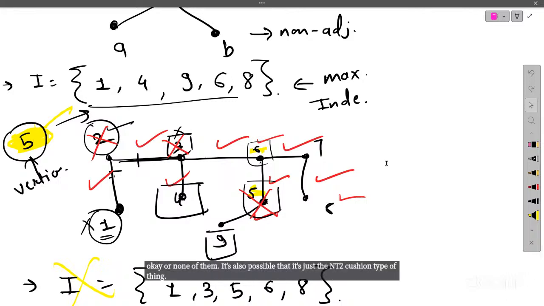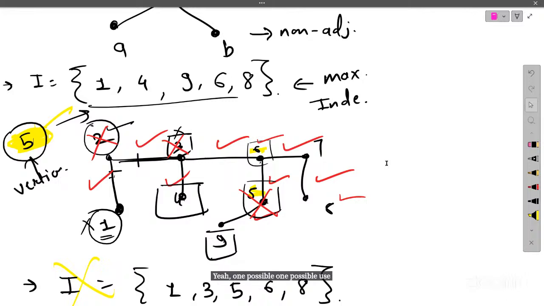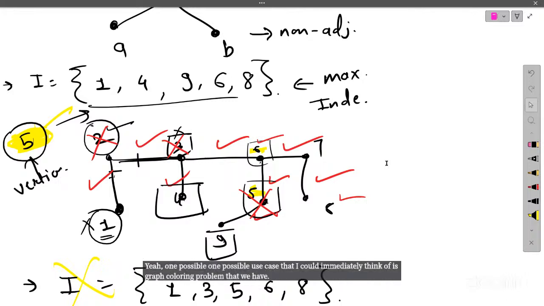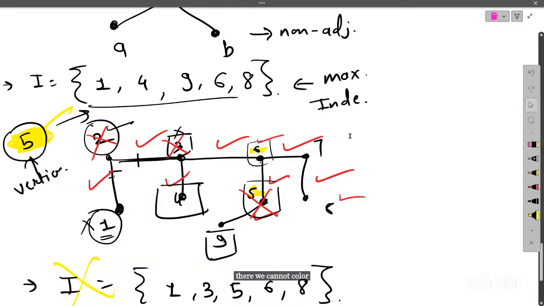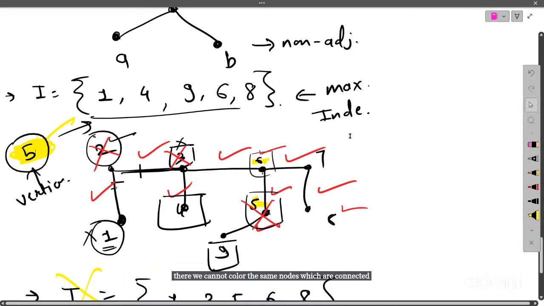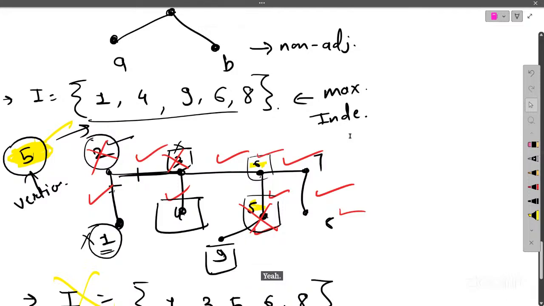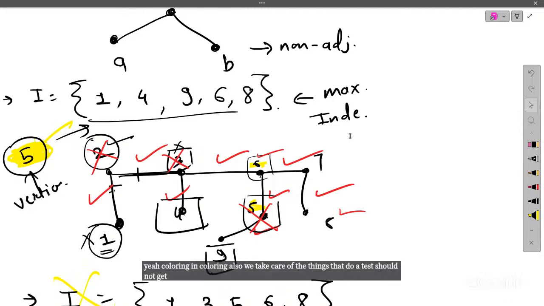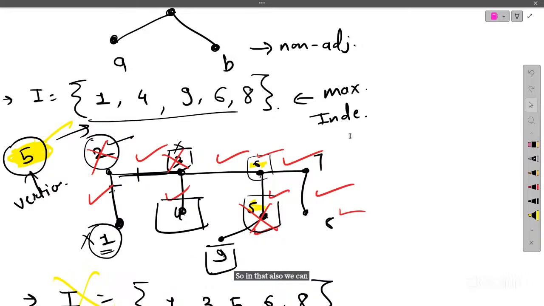Okay. Thank you, ma'am. One possible use case that I could immediately think of is the graph coloring problem that we have. There we cannot color the same nodes which are connected. Essentially, just an example that came to my mind. Yeah, in coloring also we take care that 2 vertices should not get the same color. So in that also we can proceed in this way too. But there we have to assign one color, so it will be a little bit changed. Here it is changing. Yeah, here I think it's changing. If I use the maximum color. Maximum color is here too.